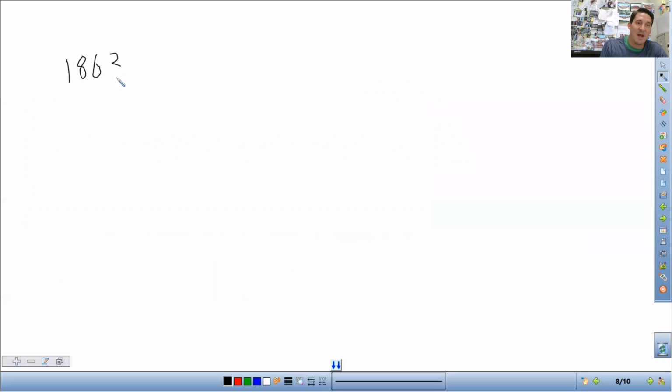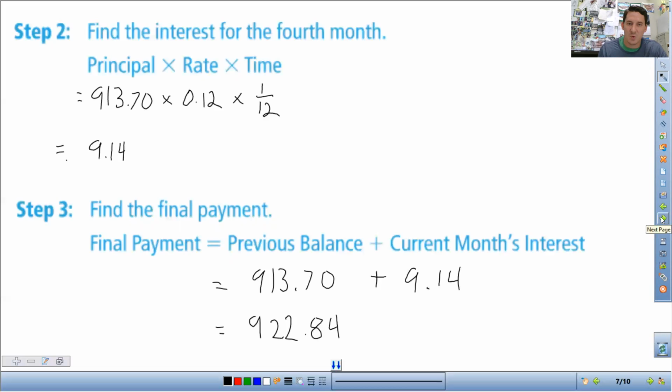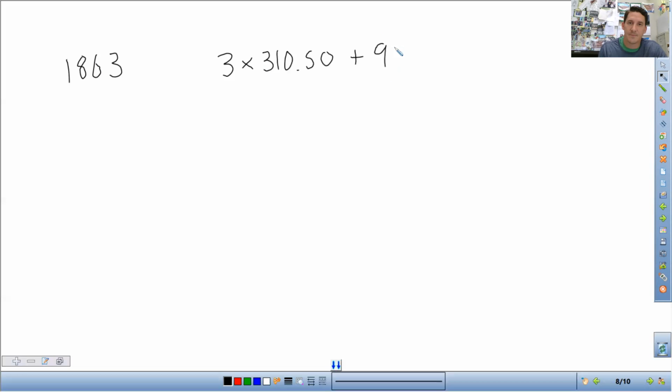So if they paid each month, I'm going to add a new slide here, they would have paid back a total of $1,863. By paying it off 3 months early, they paid 3 months at the monthly payment, $310.50, and then you add in that last payment, which was $922.84. So this comes out to 3 times 310.5 plus 922.84, which comes out to 1854.37. So they end up saving themselves about $9.